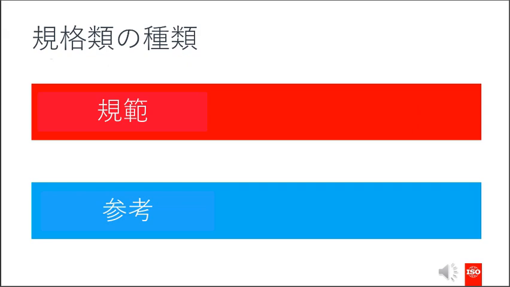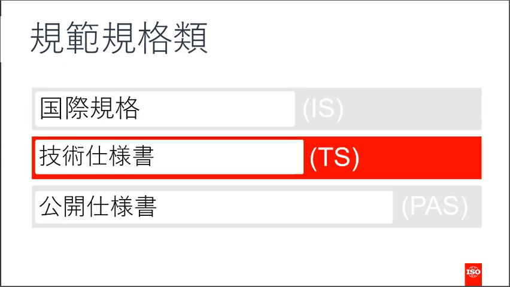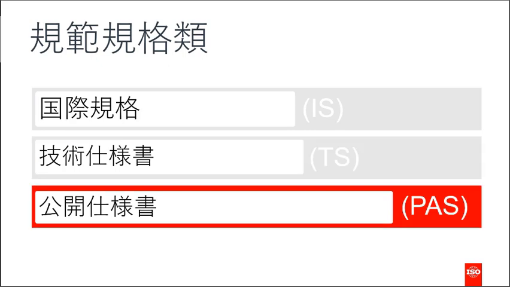As we get into further detail about each deliverable type, let's first make a distinction between normative and informative documents. International standards (IS), technical specifications (TS), and publicly available specifications (PAS) are considered normative deliverables. These are documents that can contain requirements, recommendations, permissions, possibilities, and capabilities.